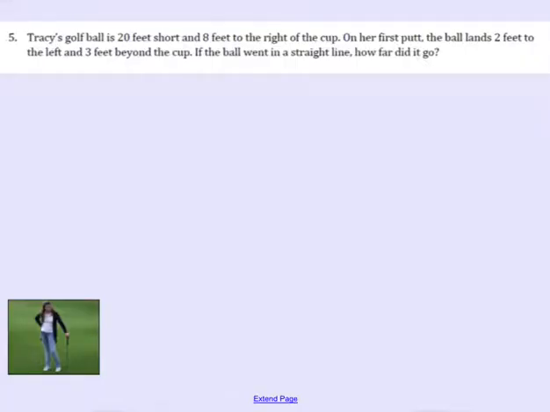Now let's take a look at this golfing problem. So Tracy's golf ball is 20 feet short and 8 feet to the right of the cup. So let's put the cup at the point 0, 0. So the cup's going to be at our origin. So she is 20 feet short, and 8 feet to the right. So since she's short, I'm going to go down. I went right over 8 and down, so 8 and negative 20.